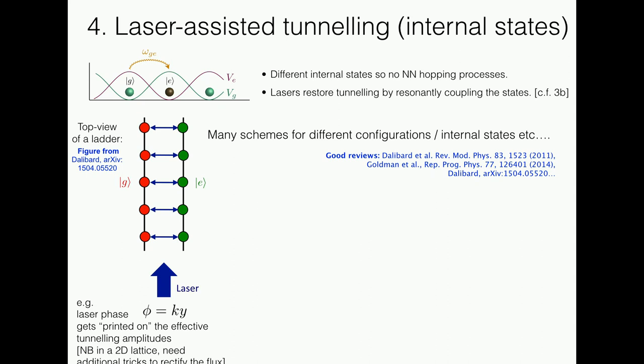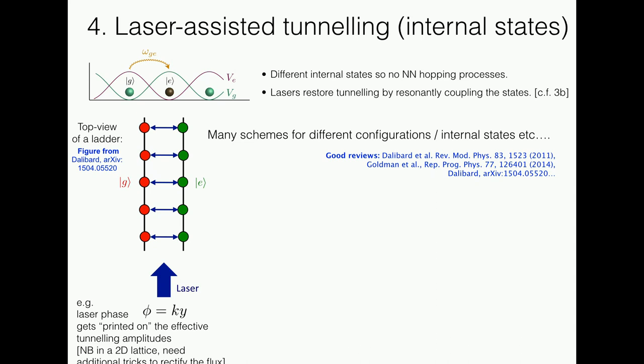Okay, so then actually a very related scheme to the one I just described, and actually one that predates it chronologically, was instead of using a superlattice and turning on the hoppings using lasers, to use different internal states trapped in state-dependent lattices and then turning on the hoppings using lasers. So it's the same idea, but now we are using different internal states. So the details do vary a little bit, but the intuition is the same.